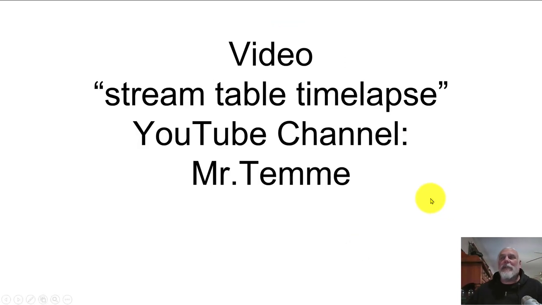Here's a clip. This is called Stream Table Time Lapse, showing all these things in action. So watch for deposition, look for erosion, maybe even look for deltas forming.